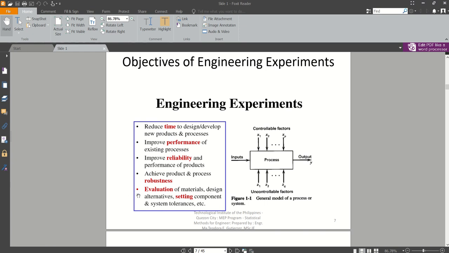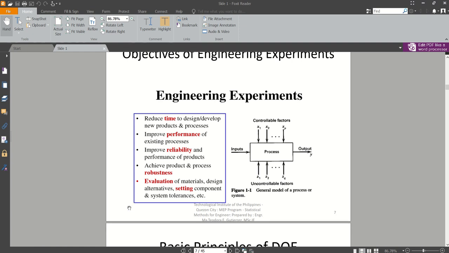So, in a nutshell, when we try to develop a product, for example, you want to test a new kind of aggregate, so sa mga CE. Kung gusto niyo mag-introduce ng bagong aggregate, gagamitin niyo ng DOE yun, because you are evaluating materials and design alternatives. Okay, so I hope clear.